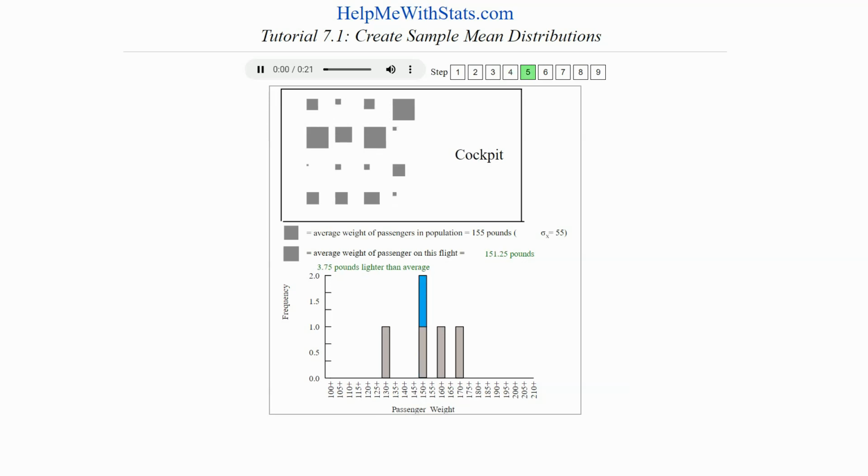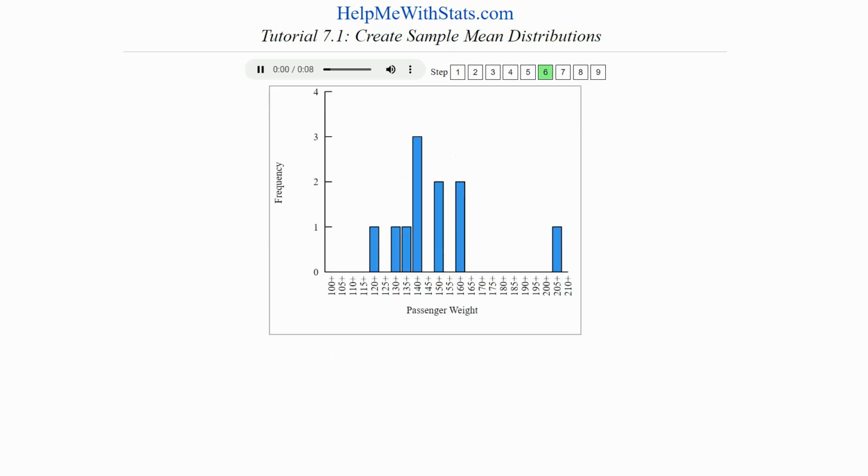We've added a fifth sample mean of 151.25 pounds and updated the display with another blue column that represents the mean passenger weight of 151.25 pounds in the 150 plus interval. This is the second sample mean in this interval, so we increase the height of the 150 plus column. We've added 5 more sample means and produced a histogram.